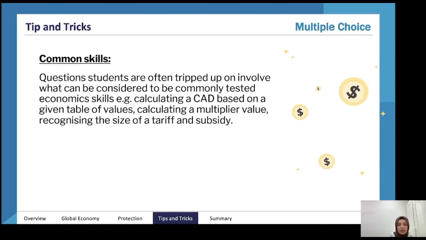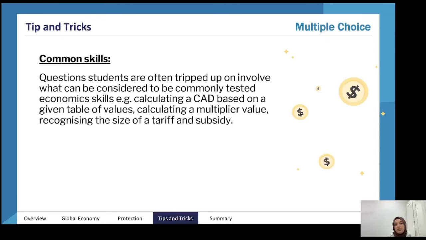So calculating the current account deficit based on a table of values, or calculating the multiplier value. So do you know the MPS? Do you know the MPC? Do you know what the multiplier is? Because they can even ask you that in a short answer question. Recognizing the size of a tariff and subsidy as well.